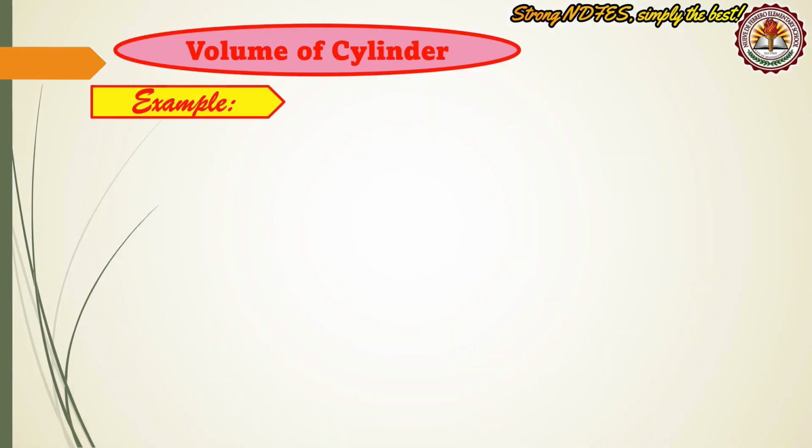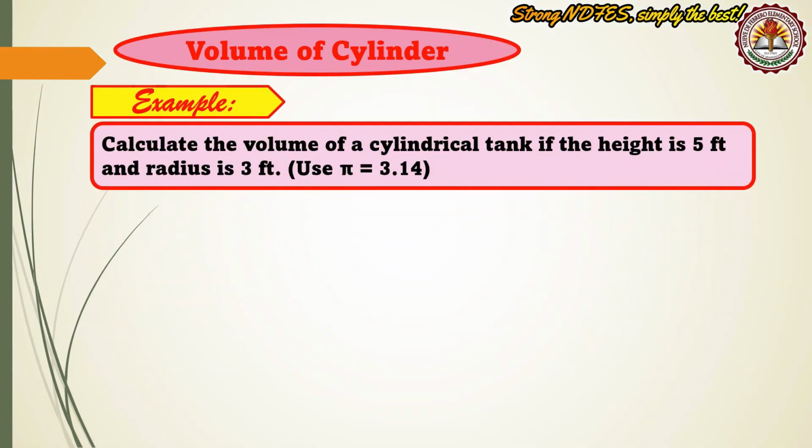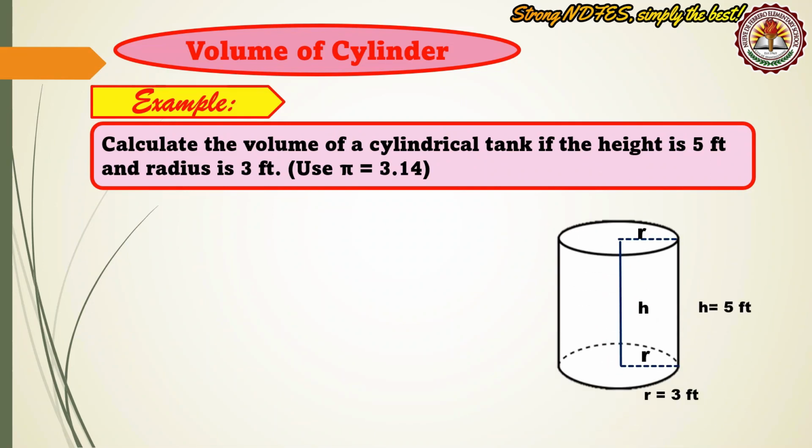Let us have this example. Calculate the volume of a cylindrical tank if the height is 5 feet and radius is 3 feet. Use 3.14 for the value of pi. Let us use this formula of volume of cylinder. Volume is equal to pi r squared times height. Let us substitute the formula with the given dimensions. Volume is equal to 3.14 times 3 feet squared times 5 feet.